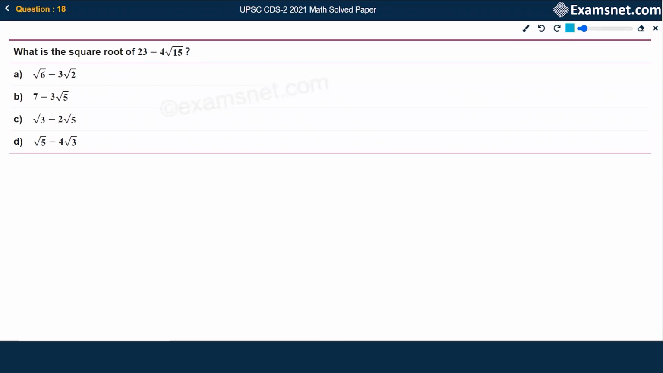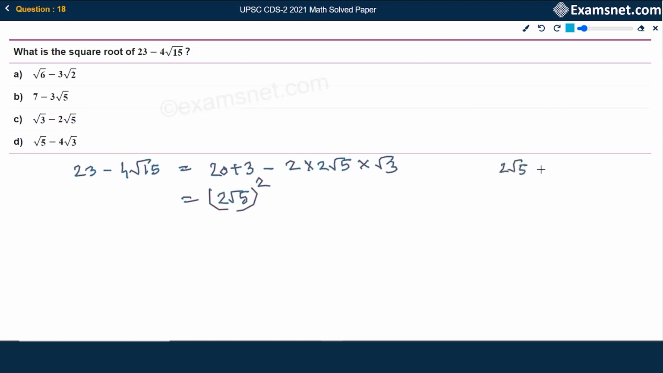In question number 18, it states: what is the square root of 23 minus 4 root 15? Now let's try to split it in the way 20 plus 3 minus 2 multiplied by, let's say, root 3 and 2 root 5. So, now look here, 20 can be written as 2 root 5 whole square.